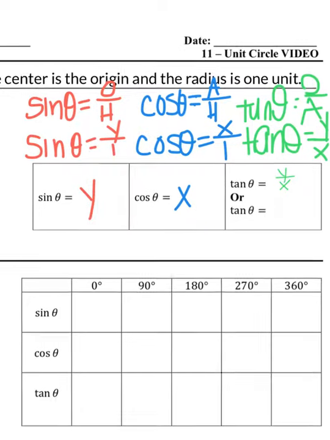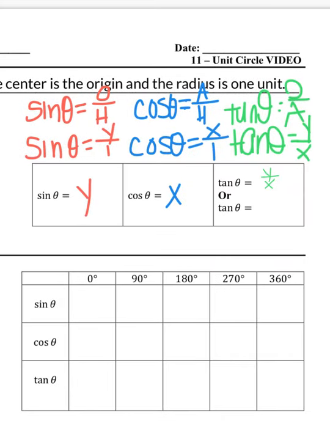However, you may see y divided by x written differently. We just said that y is sine of theta and x is cosine of theta. Okay? So sine of theta is the y value, cosine of theta is the x value, and tangent of theta is y divided by x, which can also be written as sine of theta divided by cosine of theta.